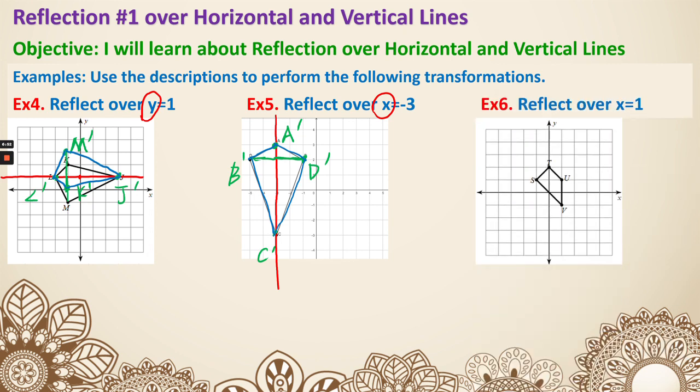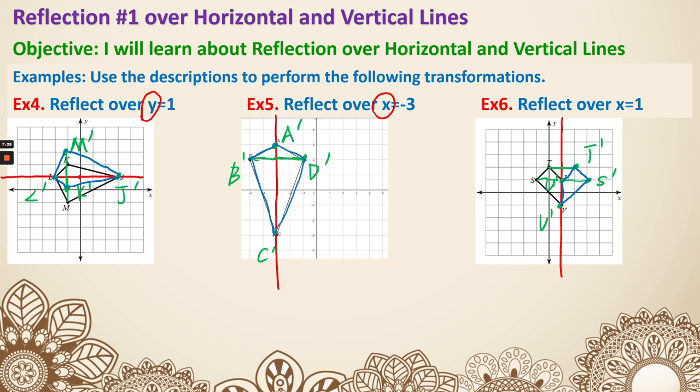Last one, example 6. Reflect over x equals 1, which is right here, crossing the x-axis at 1. Time to draw some helping lines. T is 1 away, extend, so T prime is right here. U is going to stay there. V is going to stay there. S is going to move 2 away, so extend right here, S prime. Lastly, connect everything. T prime to S prime to V prime to U prime, and U prime to T prime. That's our new shape, which is kind of like a Batman shape.